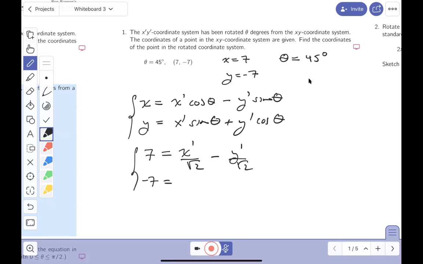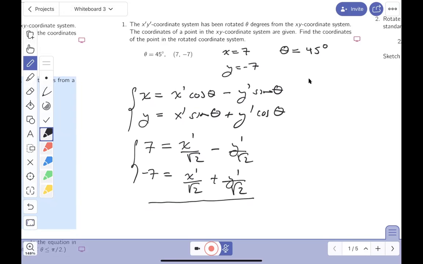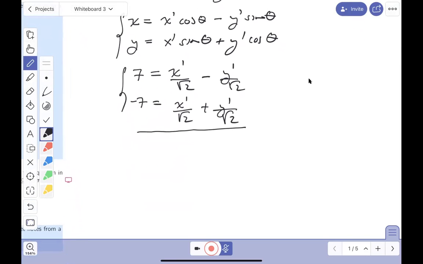Now what do you get? You get x prime times the sine of theta, and theta is 45 degrees, and again, sine of 45 degrees is 1 over root 2, plus y prime times the cosine of theta, which is 1 over root 2. This worked out pretty nicely. I notice I have 2 equations with 2 unknowns in it. I think it's pretty easy to deal with. What I'm going to suggest you do is just add those 2 equations together.